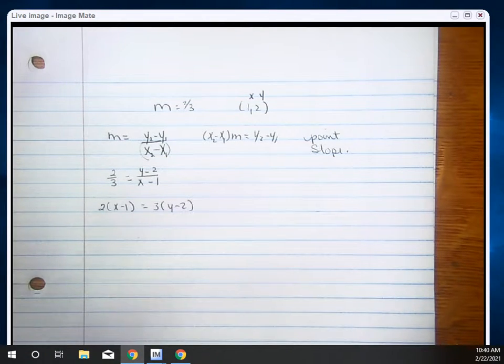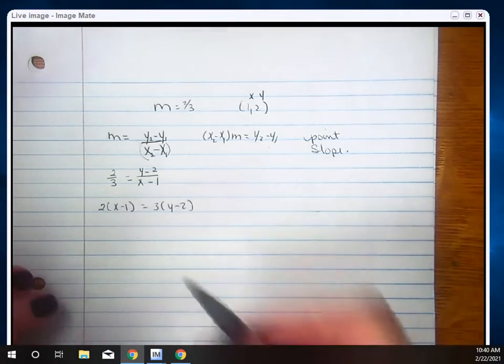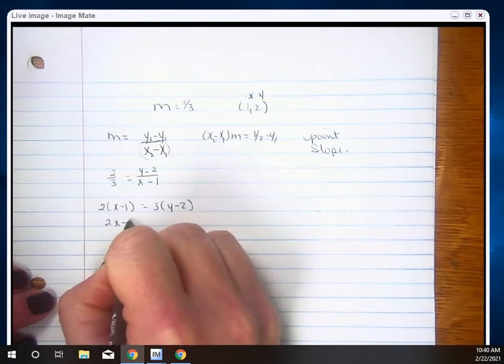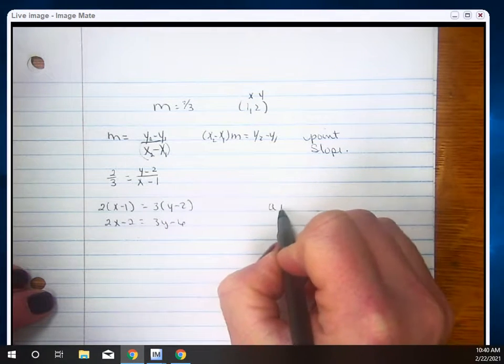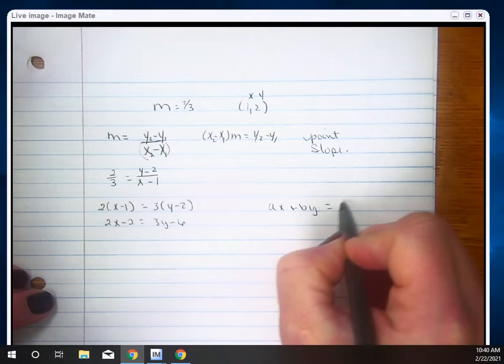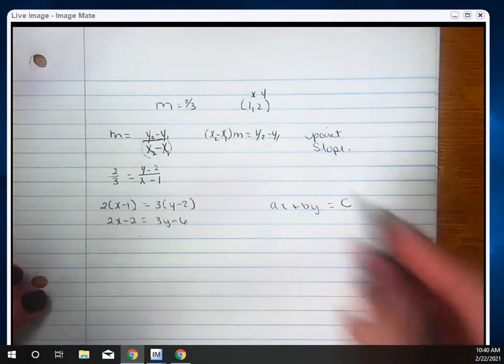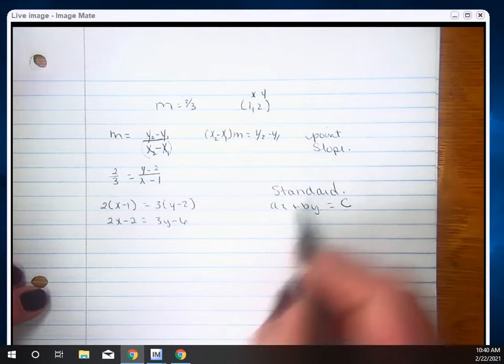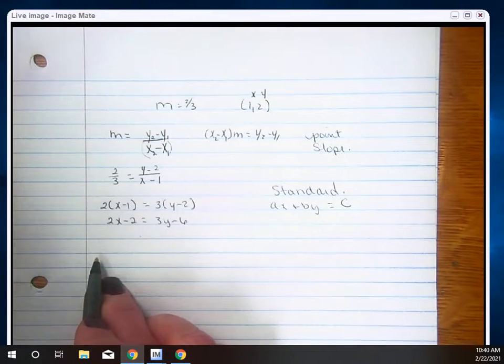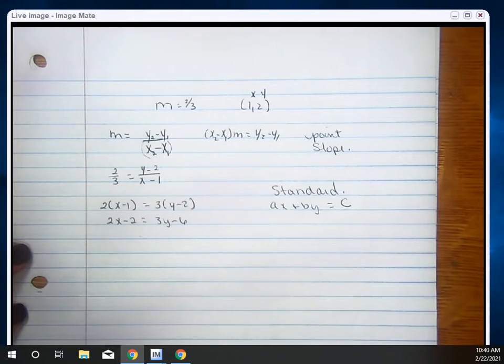I will tell you that most of the stuff that I'm going to have you do is in standard form. Okay? Standard form of a line. I'm going to distribute those. You're going to have Ax plus By equals C. Standard form means that you are going to have both the x and the y on the same side and the constant on the other side.